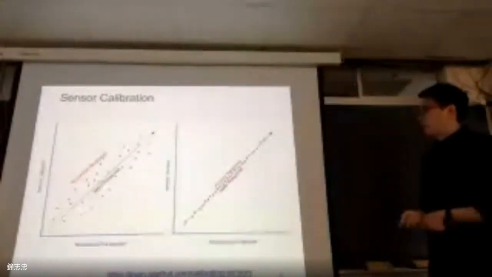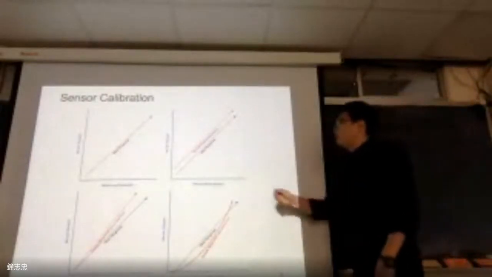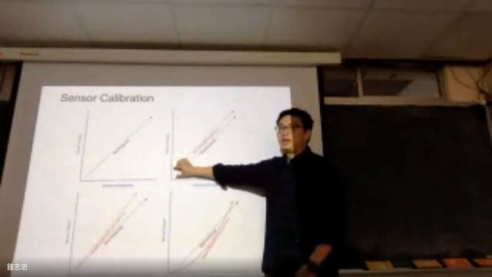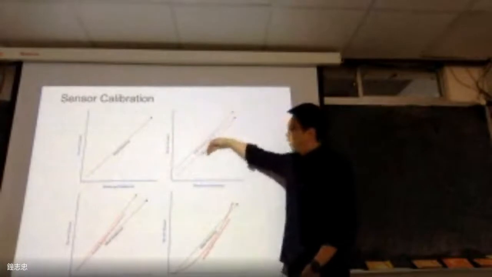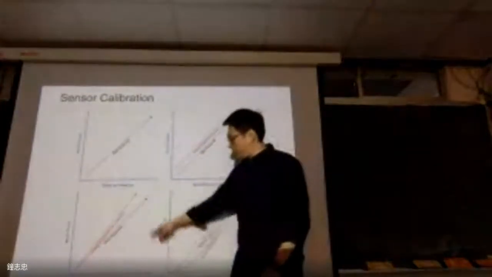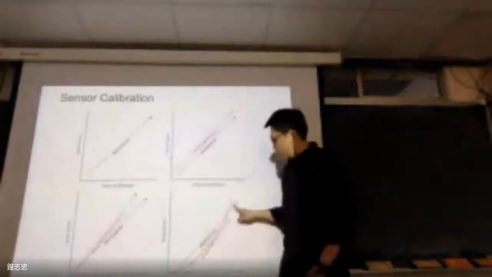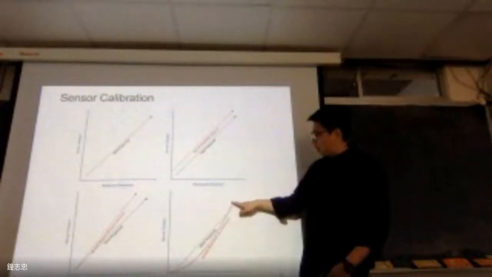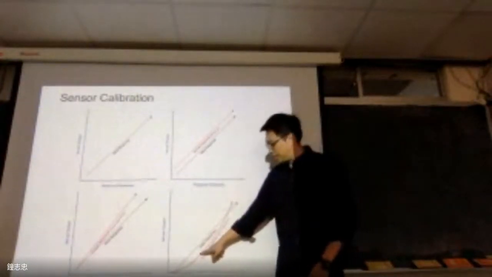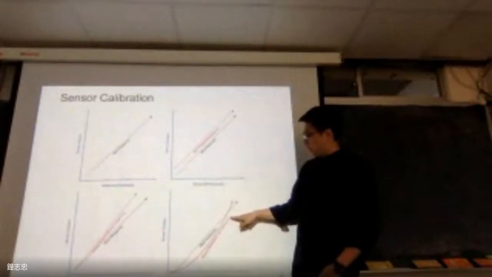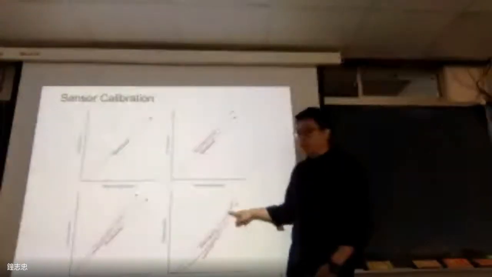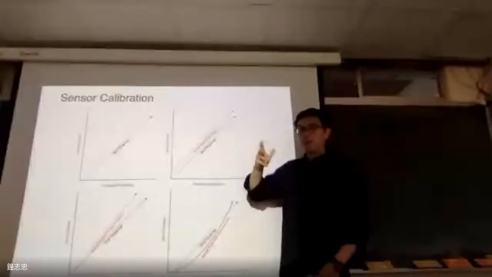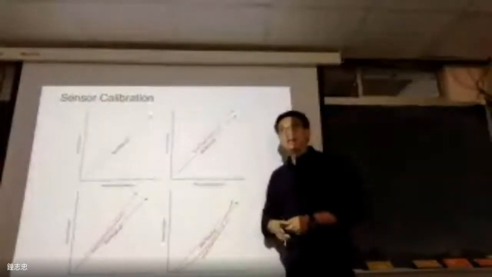However, if you have some drift like this one, we need a zero shift to get the real case. If you have a slope change, this is the slope change of the linear regression line, and this is another change from linear to maybe a second-order polynomial. For this kind of change, we may need to recalibrate the sensor again.